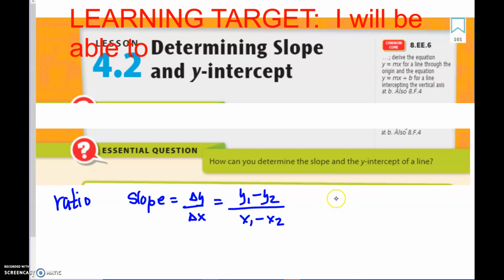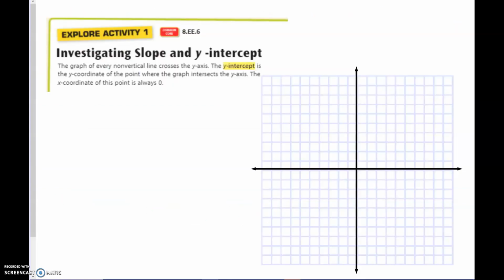Another way that we've done slope is counting rise over run. If we're just given two ordered pairs, we use the slope formula. If we're given a graph, we use rise over run. In this lesson, we're going to talk about how to find the y-intercept: the y-coordinate of the point where the graph intersects the y-axis.